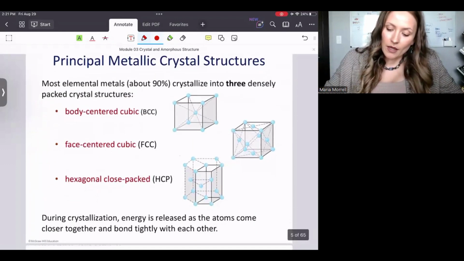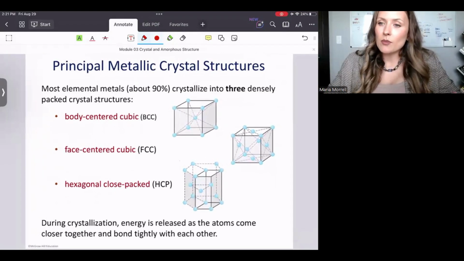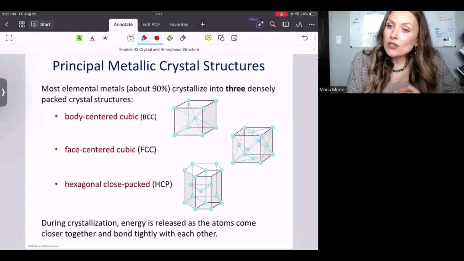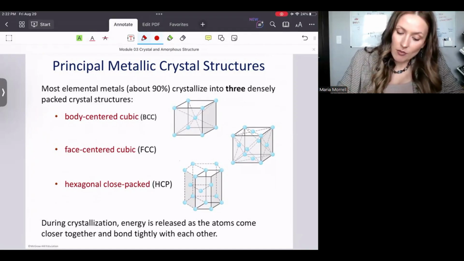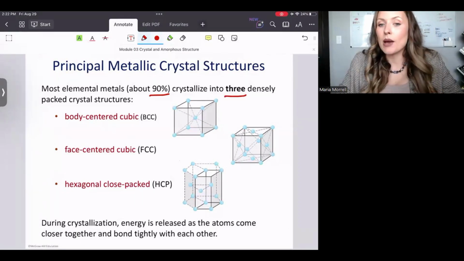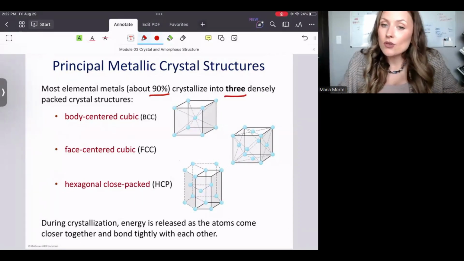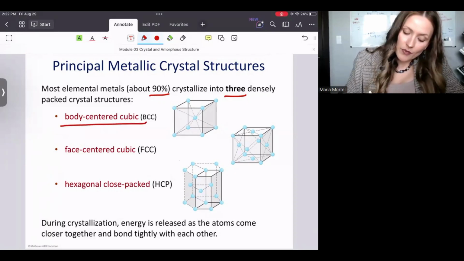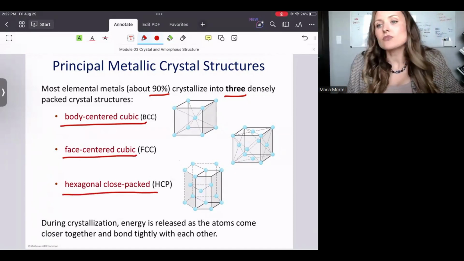Now, since within this course we're primarily interested in metals, right? And most elemental metals, actually about 90%, crystallize into three densely packed crystal structures. Those include, two of those will be cubic, body-centered cubic, face-centered cubic, and hexagonal close-packed.